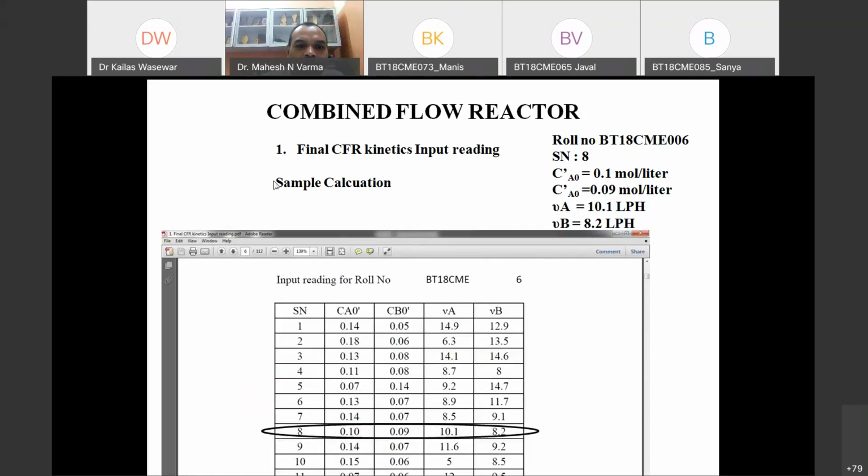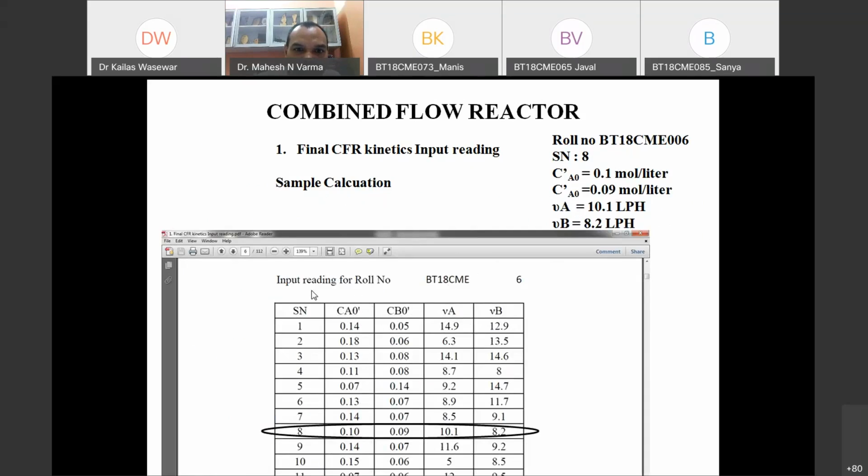Now the file is circulated to you. So you can see there are four inputs given to you: CA0 dash, CB0 dash, nu A and nu B. This is the concentration of NaOH in the storage tank.